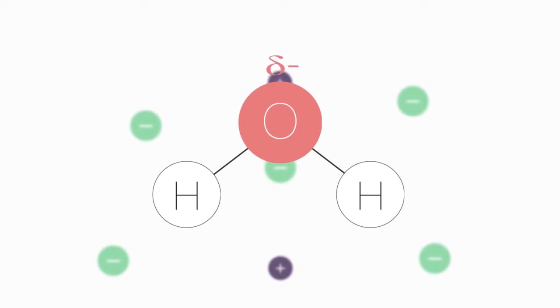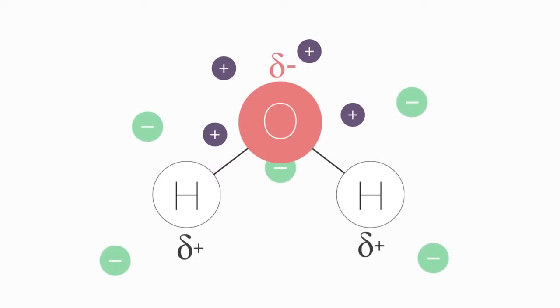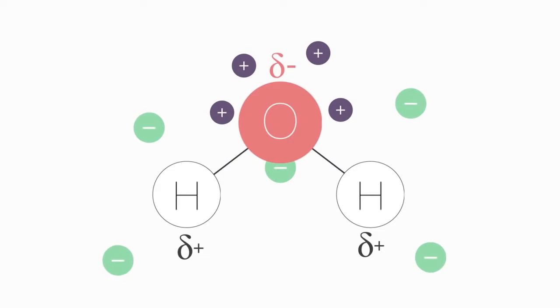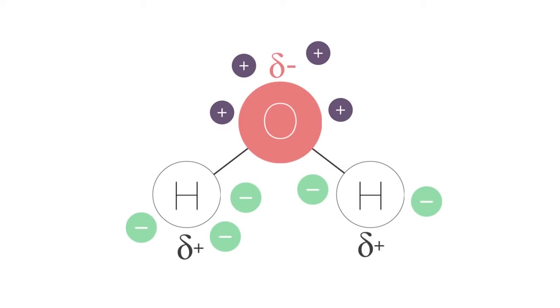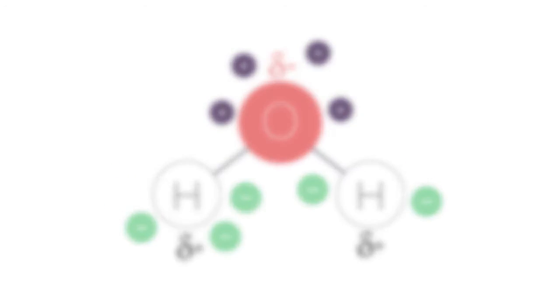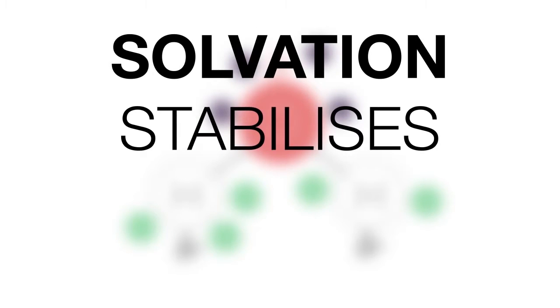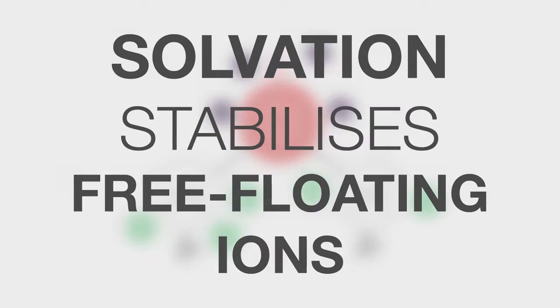These ions become stabilized in water due to the polar nature of water. As you can see, the sodium ions are stabilized by the negative dipole of water, and the chloride ions are stabilized by the positive dipoles of water. This solvation stabilizes the free-floating ions.